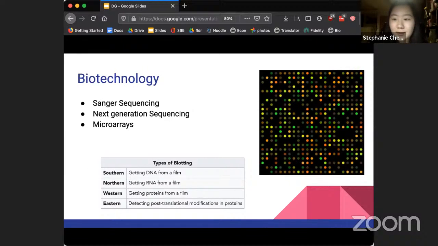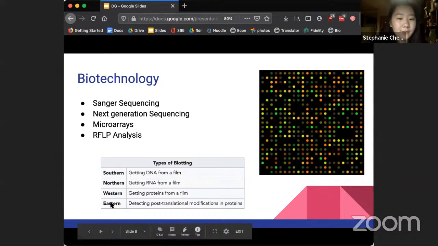Next are microarrays, which is this colorful square to the right. It's an organized array of microscopic DNA spots on a slide, used to simultaneously measure the expression levels of a large quantity of genes or genotypes in multiple regions of a genome. They do this by using different fluorescent colors, like red, green, yellow, and orange, to display different levels of expression.